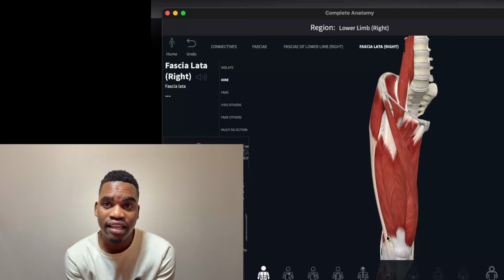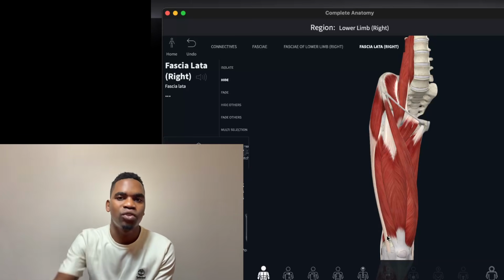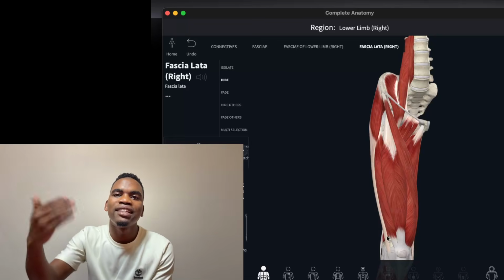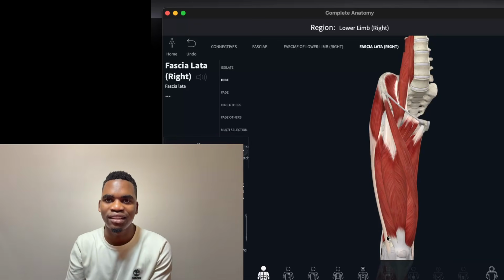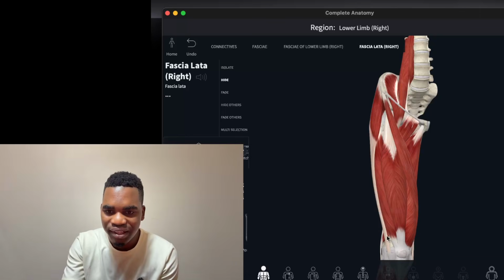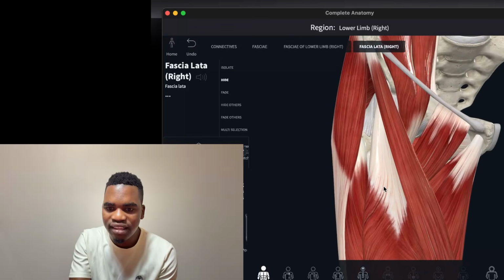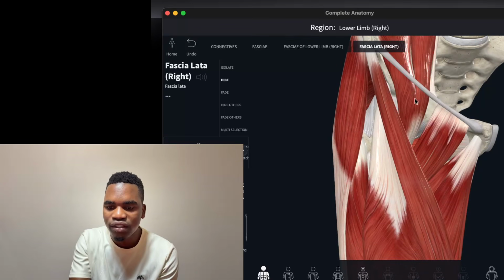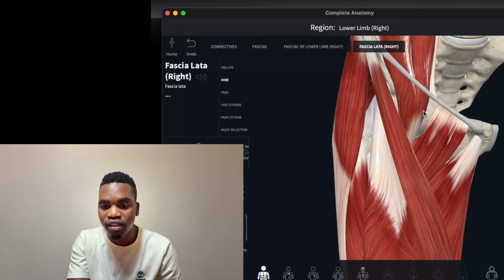And the rule is easy: if the muscle is crossing a joint, it's going to act on that joint. But if the muscle doesn't cross that joint, then it's hard for it to have an effect on that joint. So what do I mean? Let's see the muscles of the anterior compartment. For example, let's start with the muscles that are crossing only the hip joint from the anterior compartment.